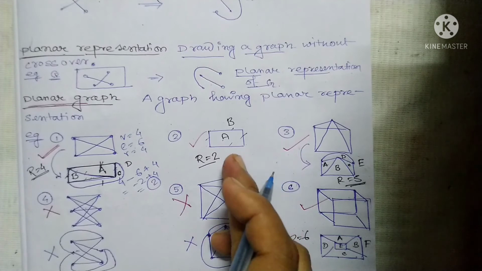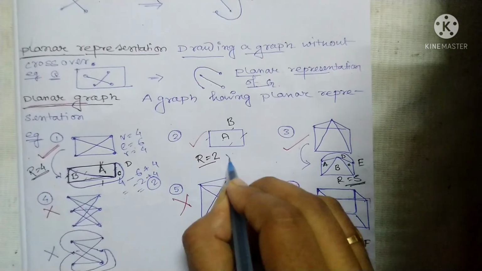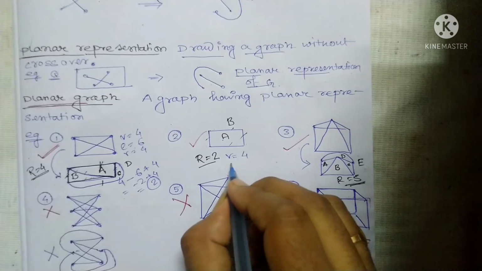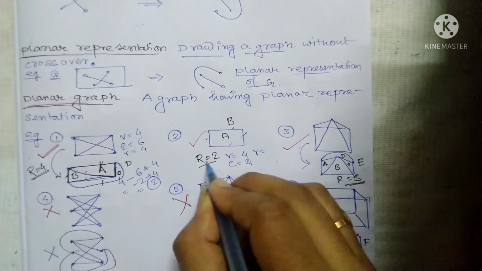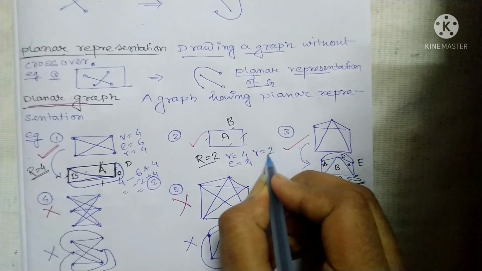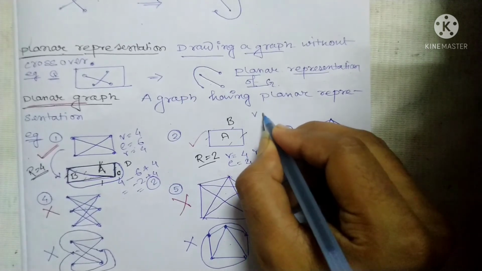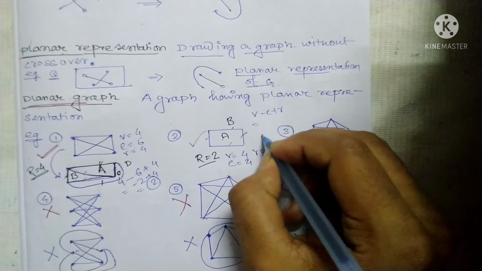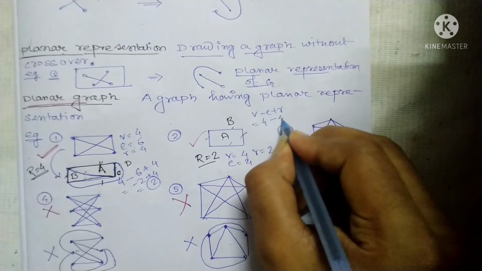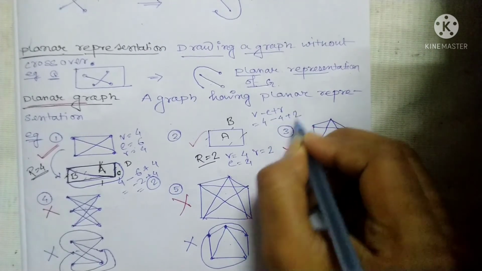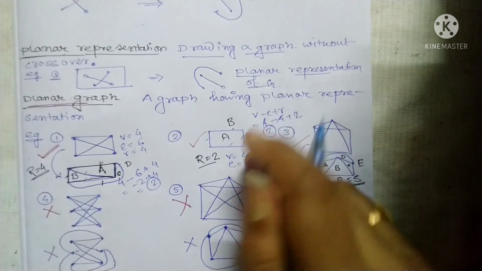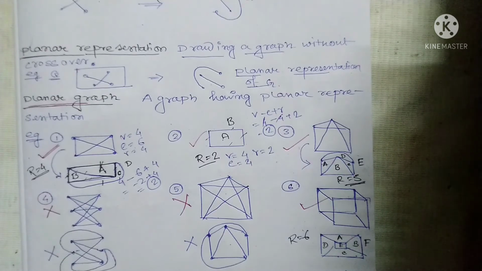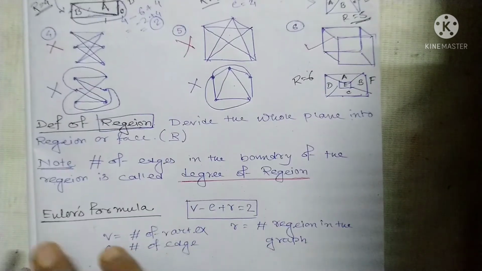We can validate for this one also. What is the value of V? That is 4. What is the value of E? That is also 4. And what is the value of R? We have found that it is 2. So V minus E plus R, how much is this? V is 4 minus E is also 4, and the number of regions is 2. So the 4s cancel, and this gives 2. So here also the formula is satisfied. You can validate for every planar graph in the universe. So this formula is known as Euler's formula.